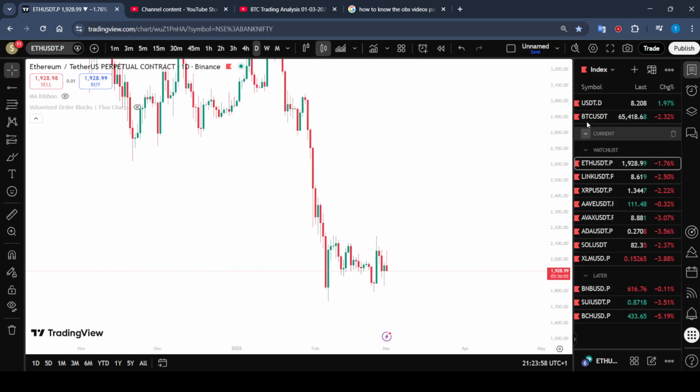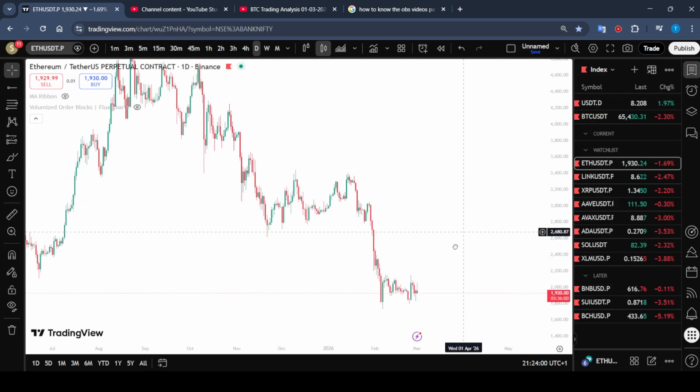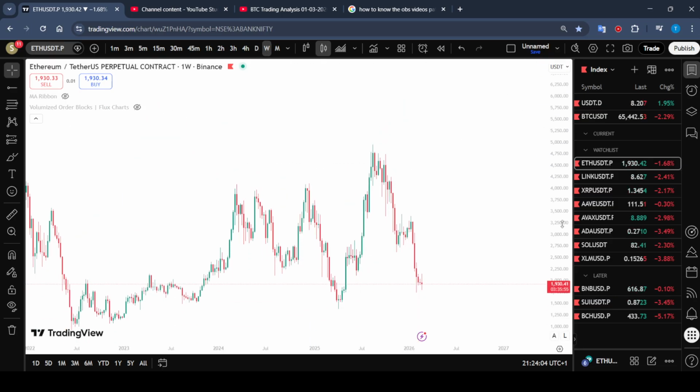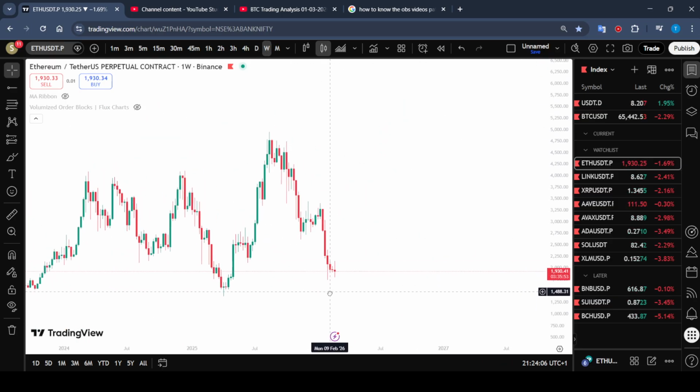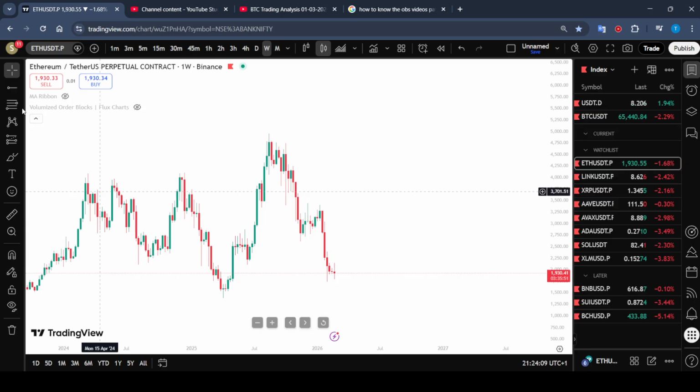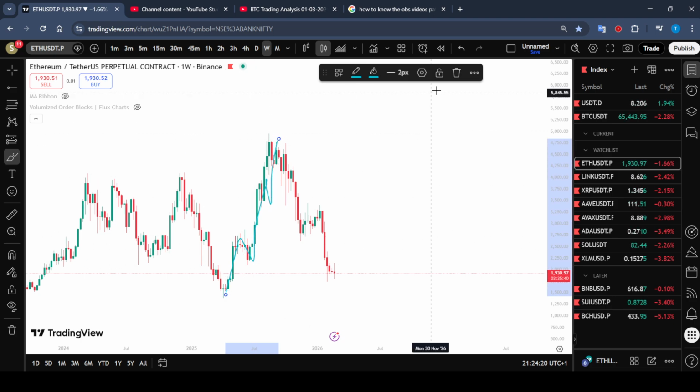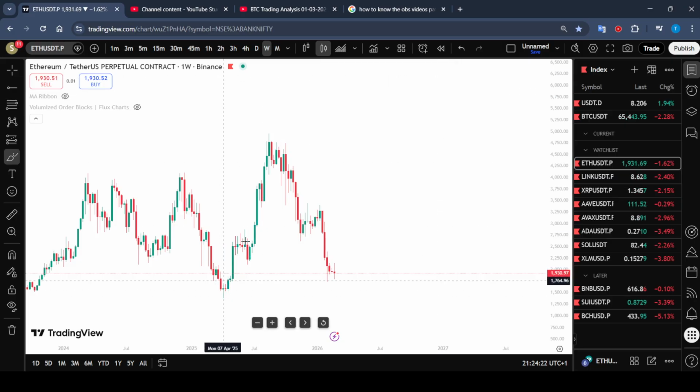So initially, let's see what happened in Ethereum. Let's go from the weekly analysis. In the weekly analysis, I see the market has moved quite a bit from the level of 1500. It made an Elliott 5 wave theory, 1, 2, 3, 4, 5. And after that, it made a double top and it got retested.